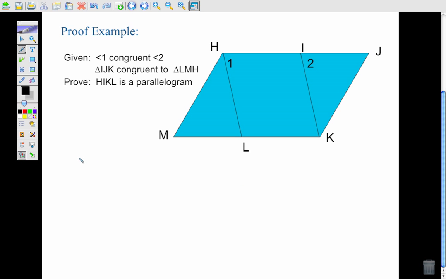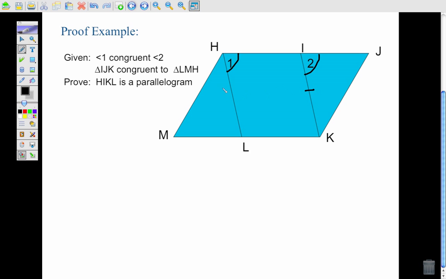Okay, so now let's try a 2-column proof. Remember, we always start out in a 2-column proof with marking our diagram with what we know. So we know that angle 1 is congruent to angle 2. So we can mark those. And we have congruent triangles, so if IJK is congruent to LMH, there are parts that we can mark congruent.